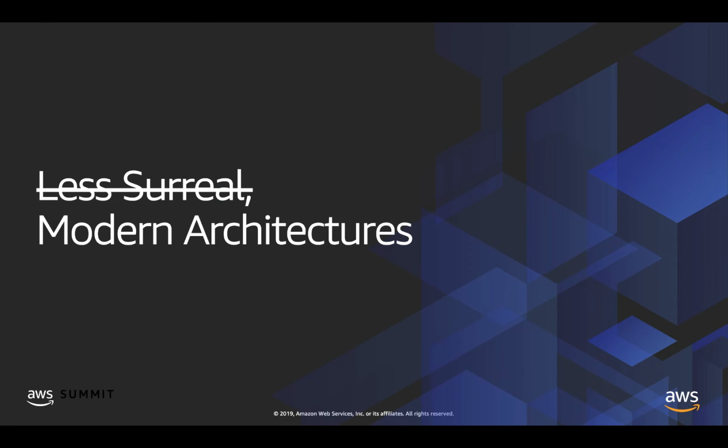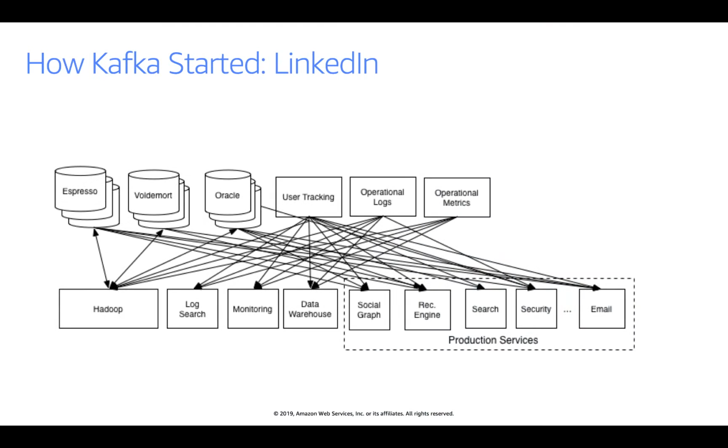So let's look at modern architectures. It all actually started like this at LinkedIn. This is one of the original diagrams that was posted from LinkedIn. This is the situation they had to deal with. So a lot of systems were interconnected in a point-to-point way. If you have n different systems, you have like n squared number of interconnections.